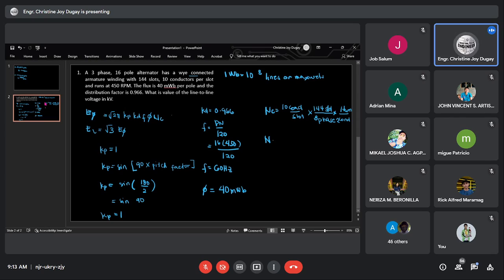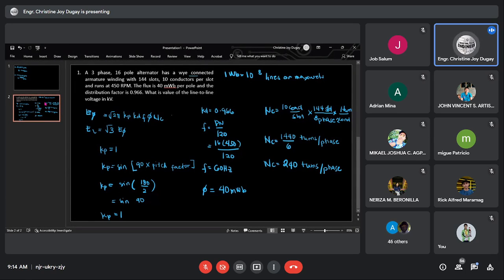Ayan. So, NC natin, that is equal to 10 times 144 divided by 3 times 2. So, that is equal to 1,440. Divide nyo siya ng 6. So, ang unit natin dito is turns per phase. So, ang NC ngayon natin, that is equal to, anong value ng NC natin? 240 po. 240 turns per phase.